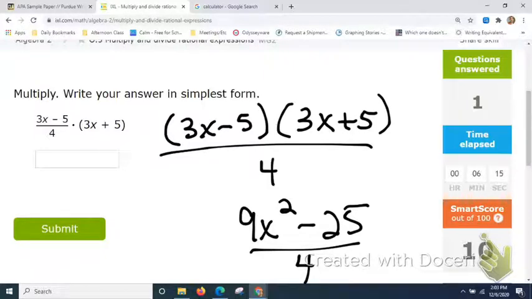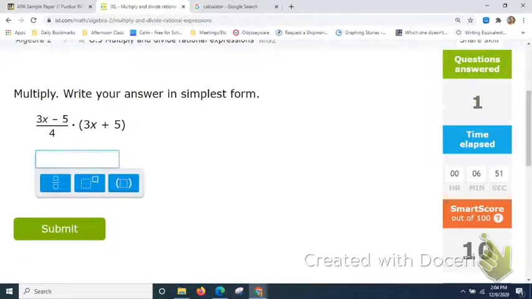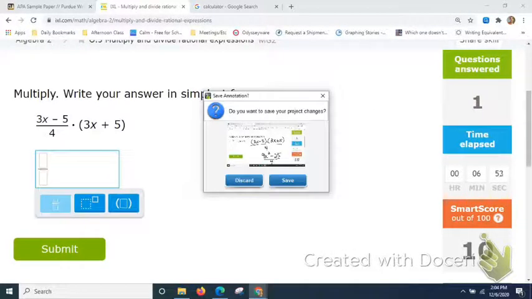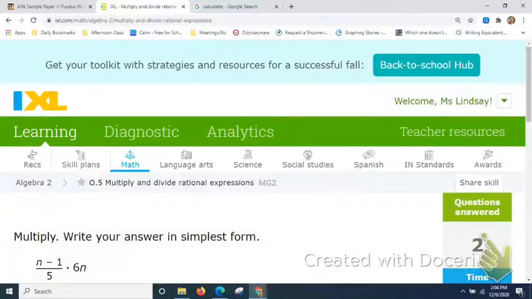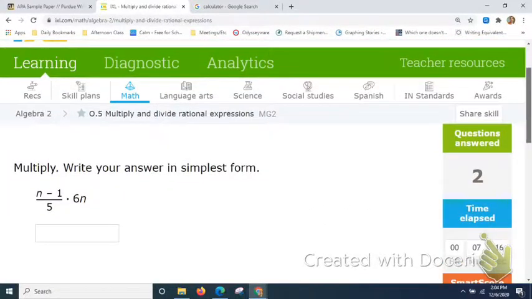If you did go ahead and multiply them together, and you gave the answer as 9x squared minus 25, so all that stuff is in the top, and only the 4 is still in the bottom, it'll take that too. Okay, so there's a couple different ways that things are still in proper form.